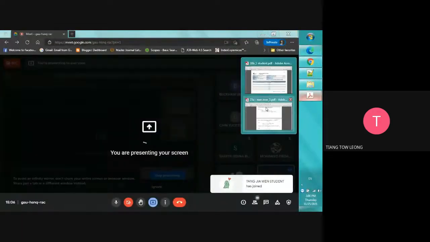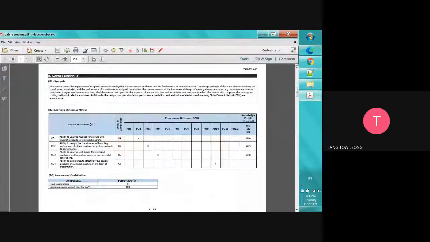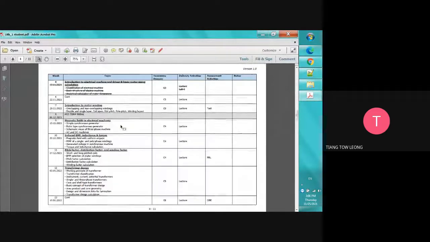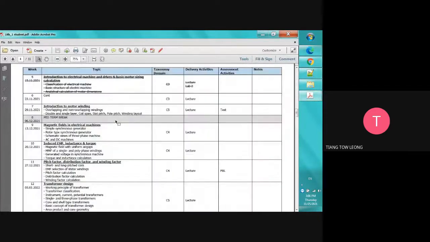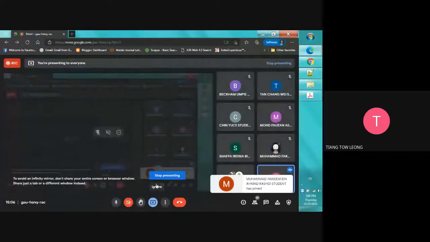Okay, so let me share my screen. Okay, can you see my screen or not? Can you see my screen? Yes. Okay, thank you, thank you.